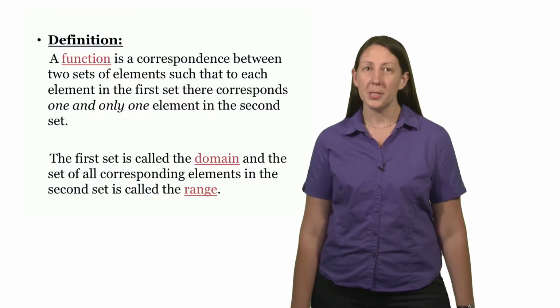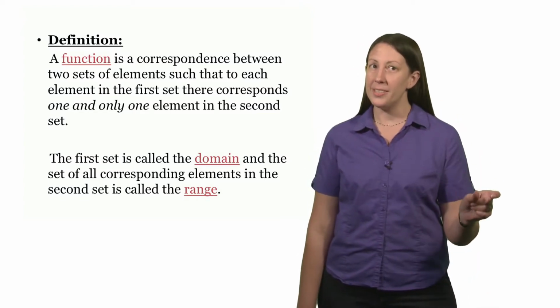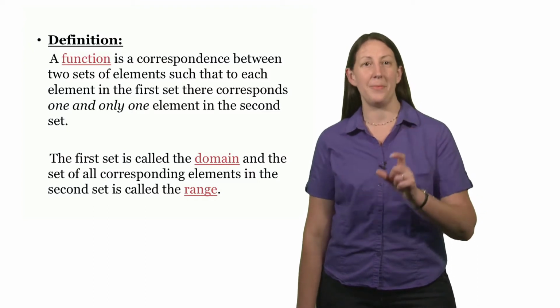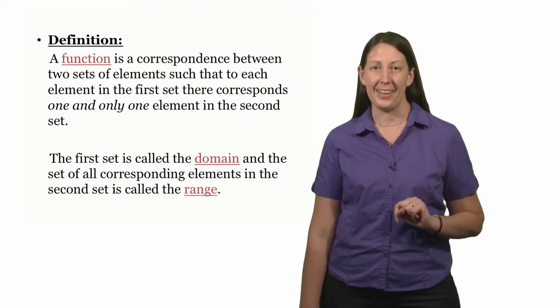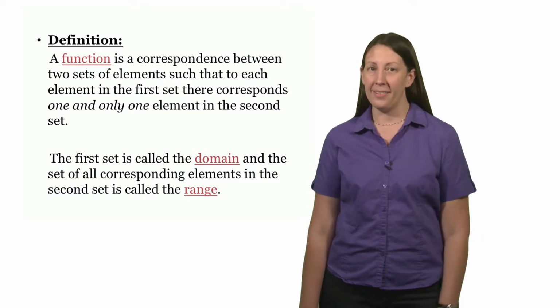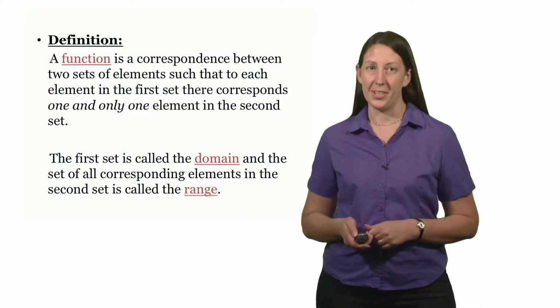A function is a correspondence between two sets of elements such that to each element in the first set, there is a corresponding element in the second set, and there's one and only one of these elements in the second set. The first set we call the domain, and the second set, the ones that correspond to the first set, are called the range of our function.